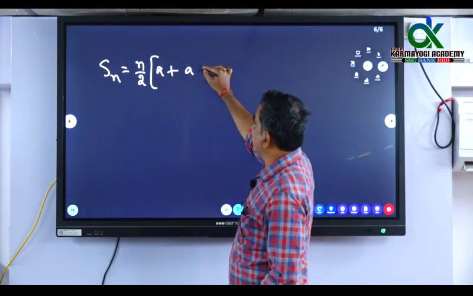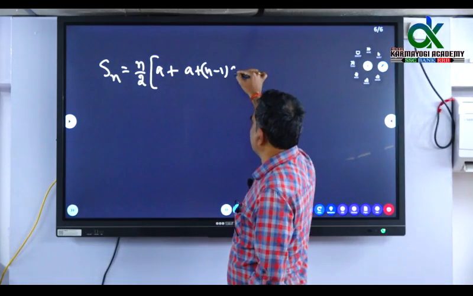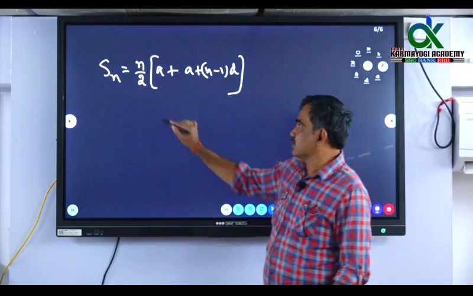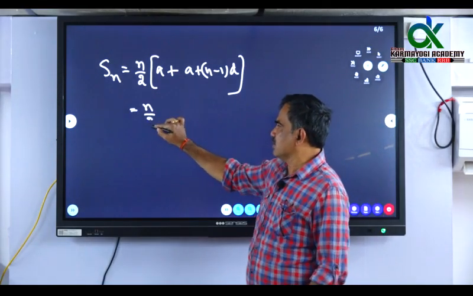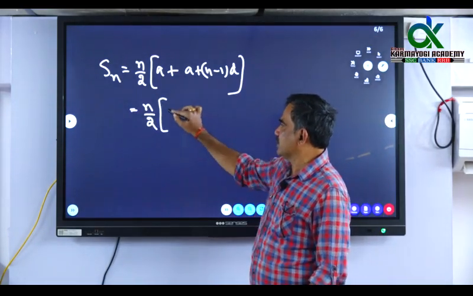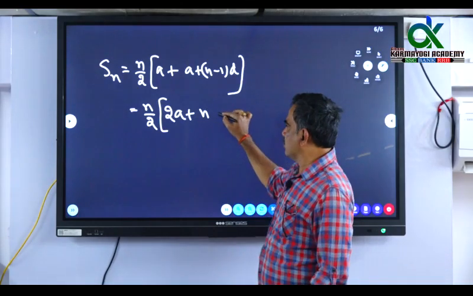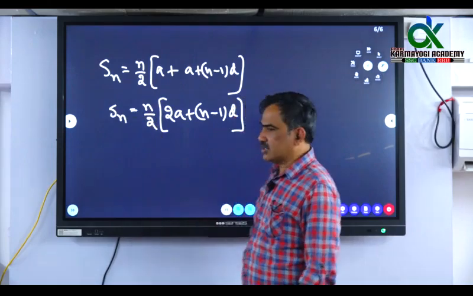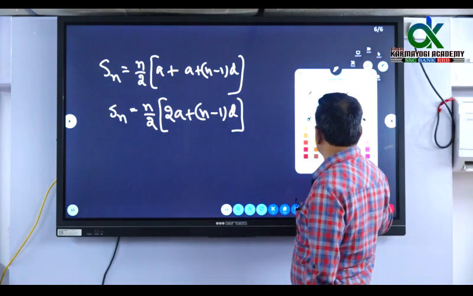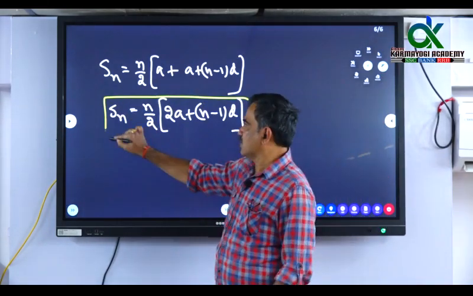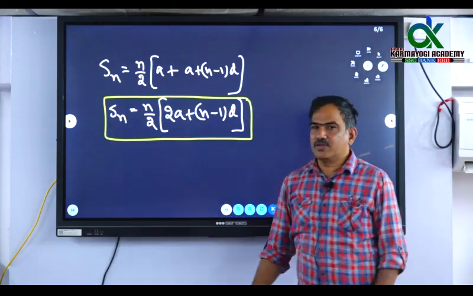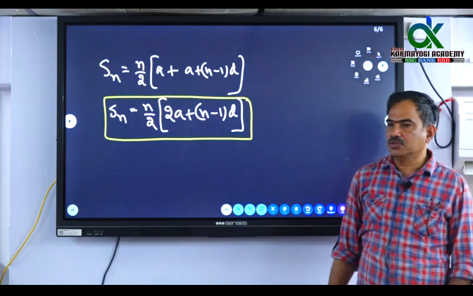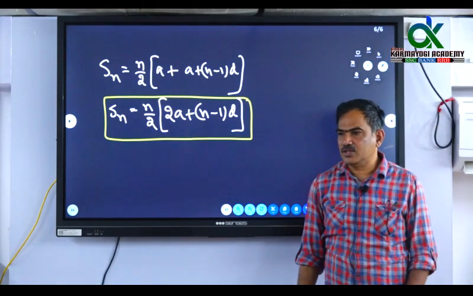What is the formula for the nth term? a plus n minus 1 into d. The nth term is nothing but a plus n minus 1 into d. If you simplify this, it can be written as n by 2 into a plus a, 2a plus n minus 1 into d. This is another formula for the sum of n terms of arithmetic progression. This is one more formula: n by 2 into 2a plus n minus 1 into d.